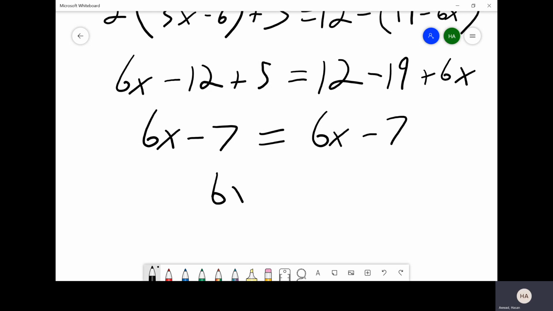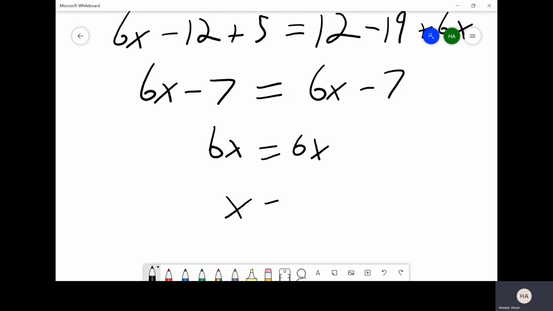Okay, if we add 7 to both sides, we have 6x is equal to 6x. We are going to divide by 6, and we get x is equal to x, right? And we say to ourselves, oh, x is equal to x. Well, yeah, I mean, duh, right? It's the same number is equal to itself, right?